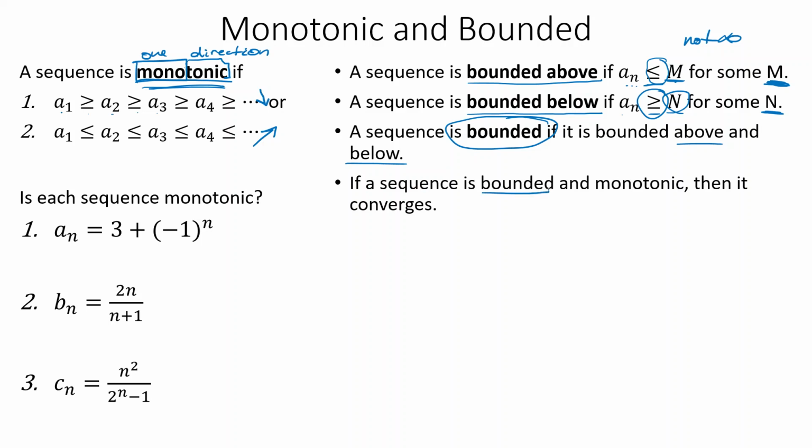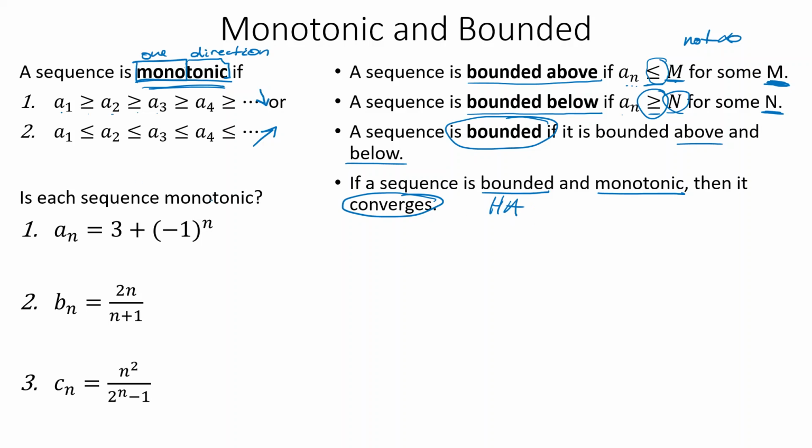Now here's the neat thing. If a sequence is bounded and monotonic, then it converges. All right, so there's some sort of top to it, there's some sort of bottom to it, and it's either always going up or always going down. We're getting to some sort of horizontal asymptote is what's happening. Like we're getting an HA, all right, and it's going to converge.